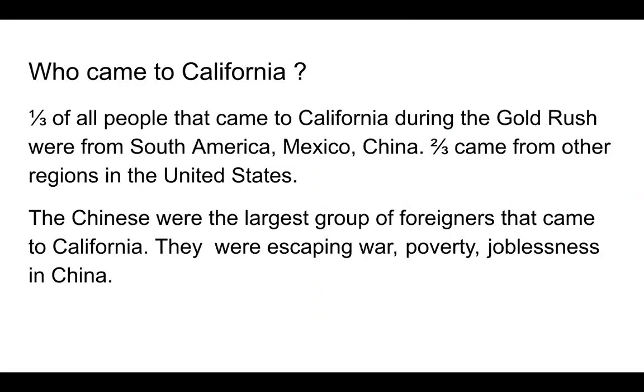There's a lot of issues in China. In the 1840s, there's a lot of war and poverty, unemployment. So a lot of people don't have jobs. So that is what we call a push factor in terms of immigration. The other 2/3 are coming from within the United States.